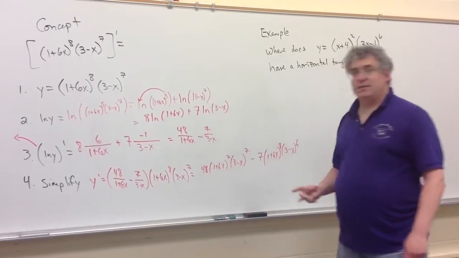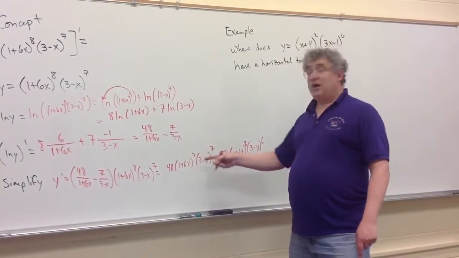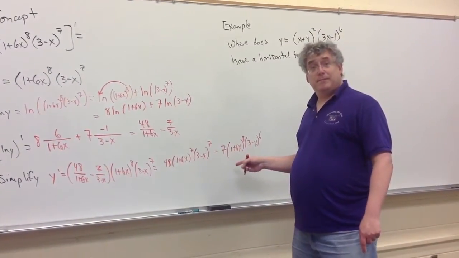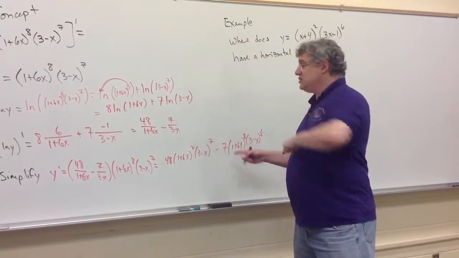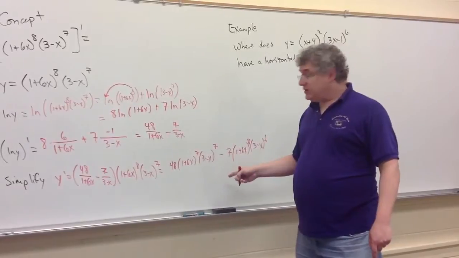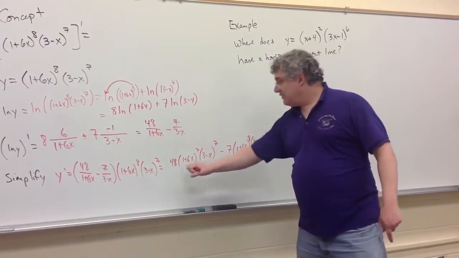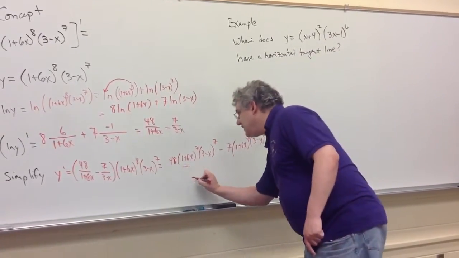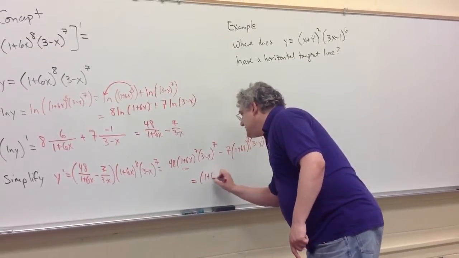But I'm not done, because now I have 2 terms. I want to simplify this more. That was what logarithmic differentiation did. It allowed me to get to here. But to simplify it more, I have to do a little algebra by factoring out. I have a lot of powers of this. So if I factor them out, 1 plus 6x.